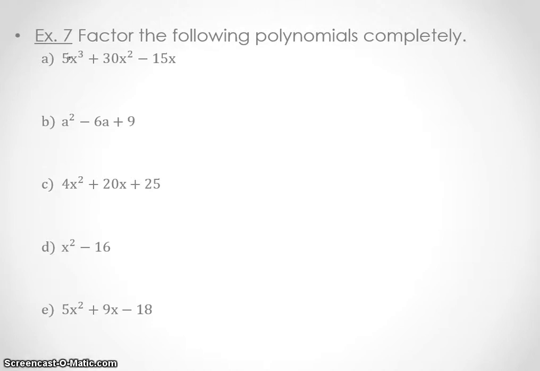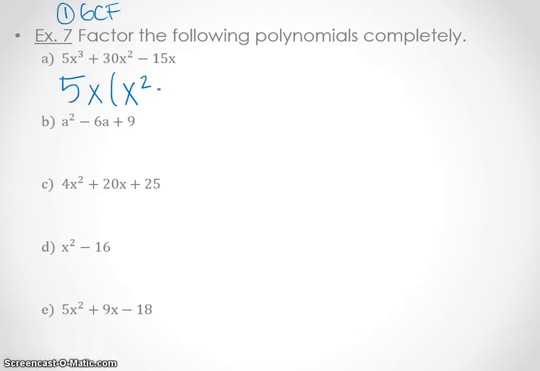Letter A says 5x cubed plus 30x squared minus 15x. We always check GCF first. 5, 30, and 15 totally can pull a 5 out. And then x cubed, x squared, and x, we can pull an x out as well. So we have 5x. If I took a 5x out, 5 divided by 5 is 1. We had 3 x's, we took 1, so we have 2 left over. So that's just x squared.